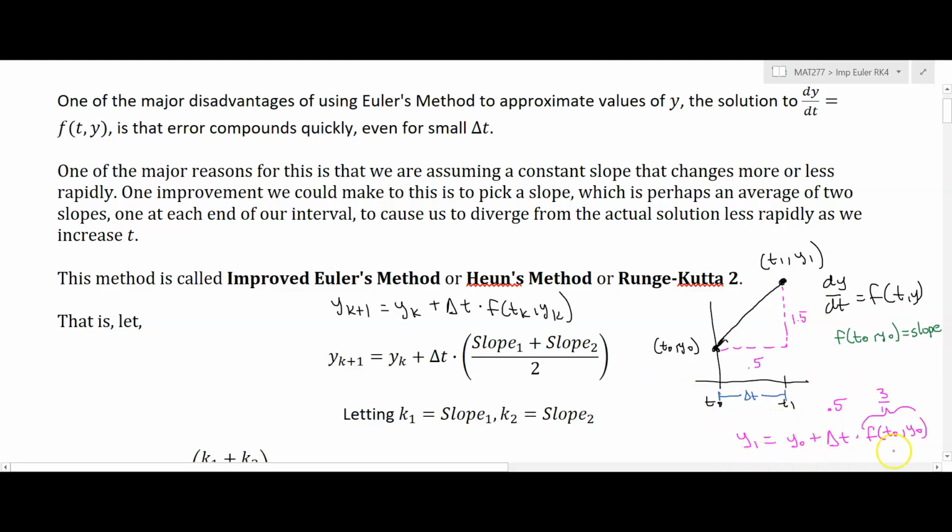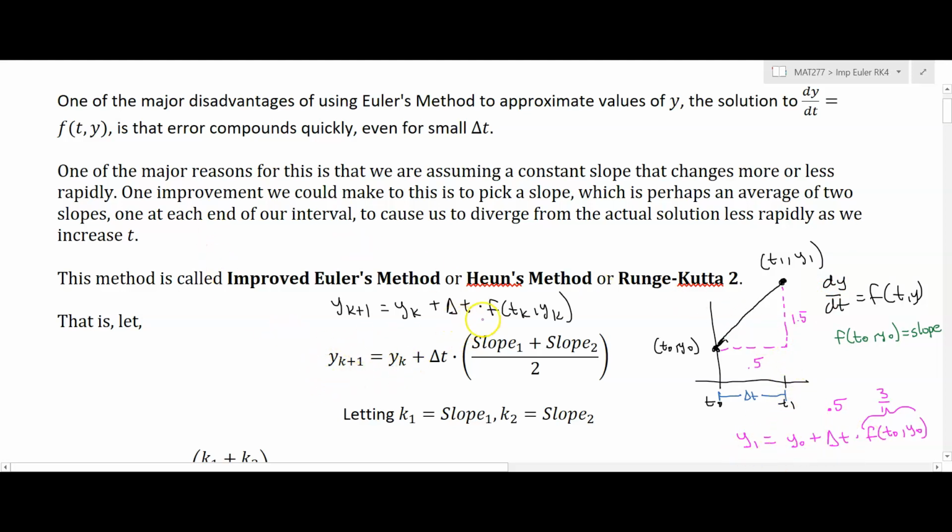So that's this generalization. Now if we replace 1 and 0 with k plus 1 and k respectively, then that tells us how we get from t1, y1 to t2, y2. It's just always using the previous information to get the next value.